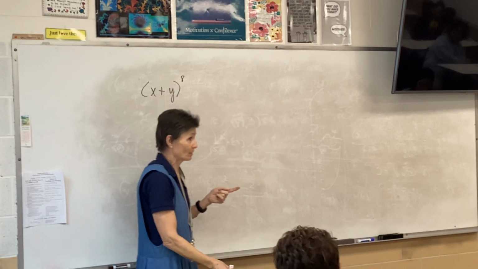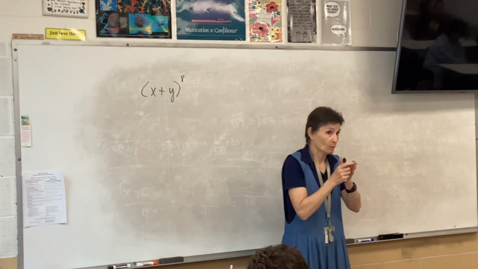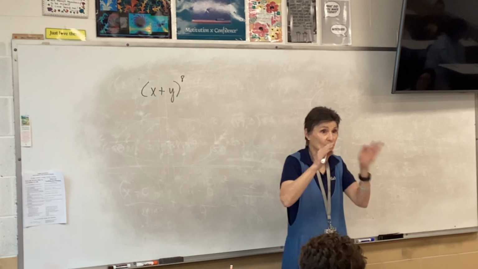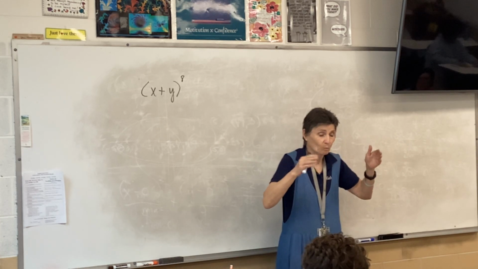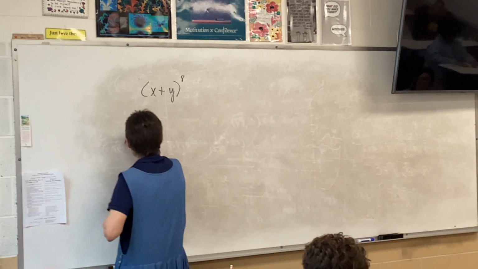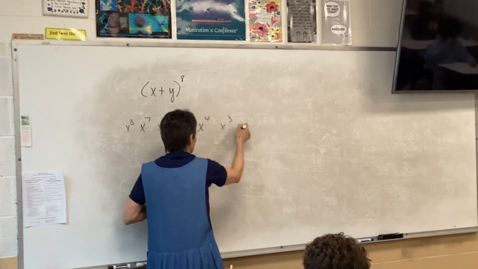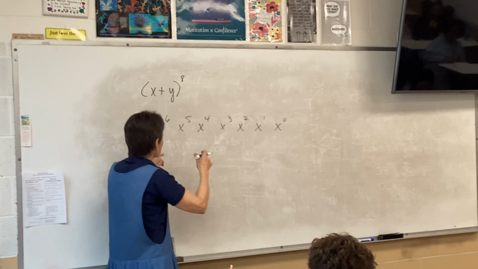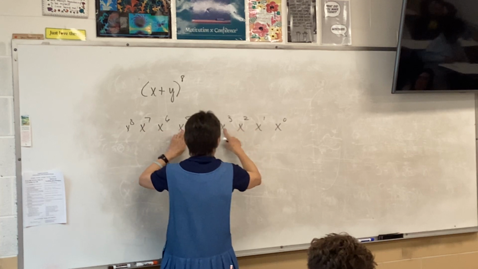Now we can find the middle term. Because if it's to the 8th power, there will be 9 terms. Think of your exponents, x to the 8th all the way down to x to the 0. So there'll be 9 of them. So which one will be the middle one? Well, let's see. We're going to have x to the 8, 7, 6, 5, 4, 3, 2, 1, 0. There are all the terms. So the middle one will be right here.